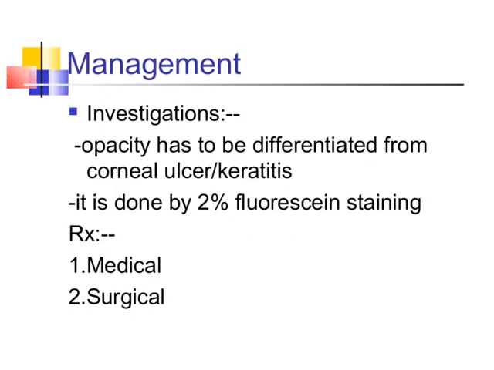Now, how will you manage a case of opacity? First of all, investigation. Opacity has to be differentiated from corneal ulcer or keratitis. Corneal ulcer examination I had told you before already. So this is how you will differentiate it, and it is done by 2% fluorescein staining. Treatment can be medical or surgical.